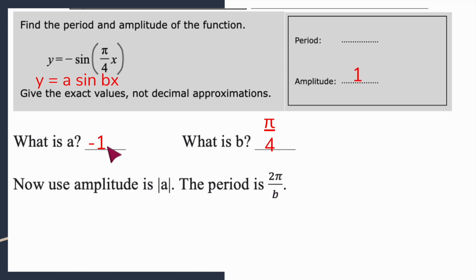So my amplitude is just the absolute value of negative 1, which is 1. The period, I do need to go 2 pi divided by pi over 4. So I'm going to multiply by the reciprocal. If you notice, the pi's are going to cancel. Pi divided by pi is 1, and 2 times 4 is 8. So the period is 8.